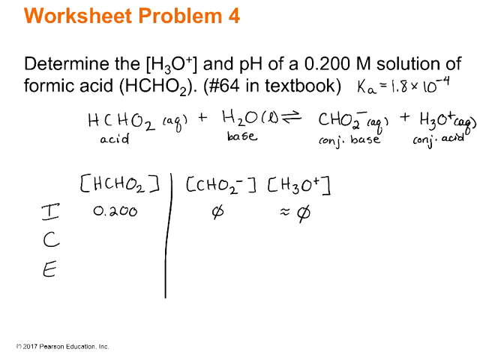Now for the change, because the reaction is occurring towards the products, we're going to lose some amount of the reactant. We're going to gain some amount of each product. And then in the equilibrium step, we're just going to add together the first two rows for each. So the equilibrium concentration for the reactant is 0.2 minus X. And then for each of the products, the equilibrium concentration is X.